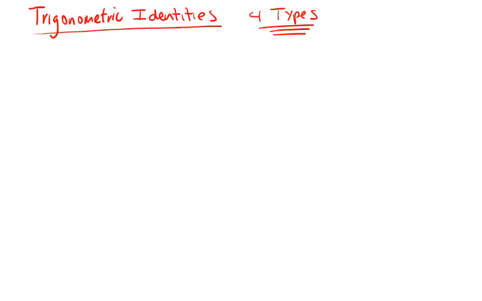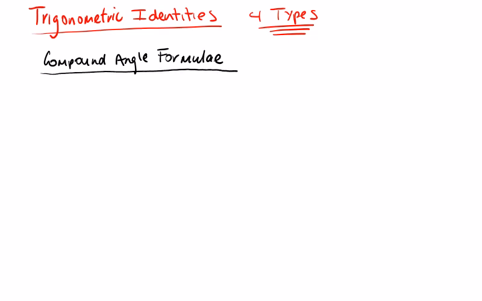So in this video we'll look at some trigonometric identities and have a look at some of the questions that can be asked in exams. There are four types of trigonometric identities. There's the compound angle formula. Take down an example of each. So take these down and it'll just give you more of a sense of what they are.